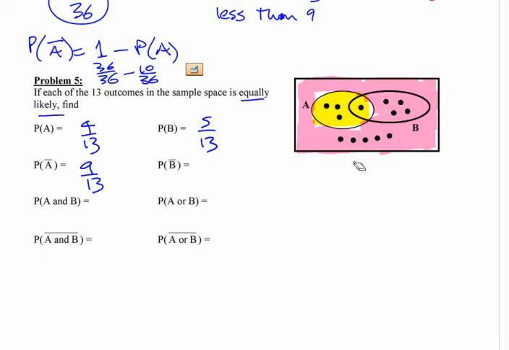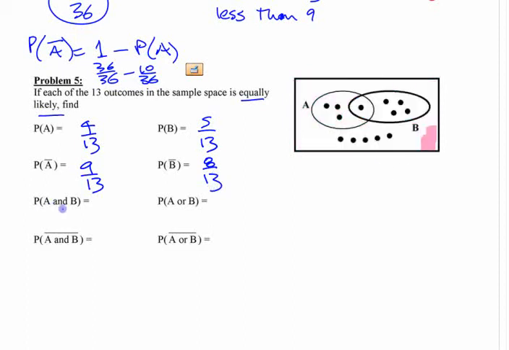The same goes for B, right? If this is B, not B is everything outside of there, right? All of this. Okay, that's not B. Doesn't matter again if it's inside or outside of that A circle. So that's 8. 8 out of 13.